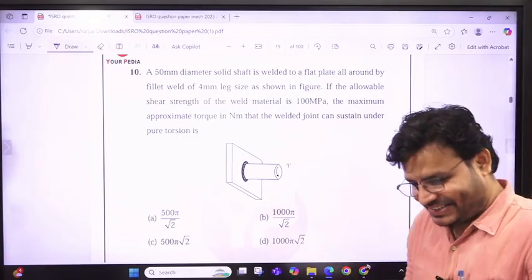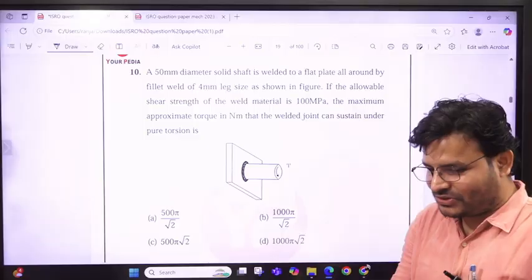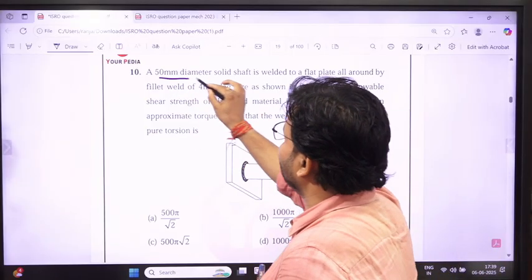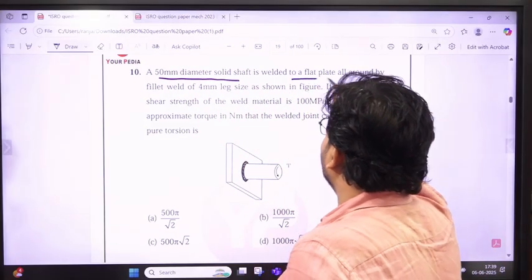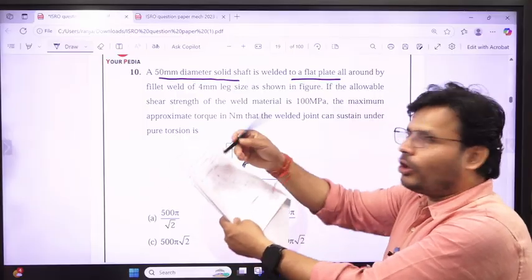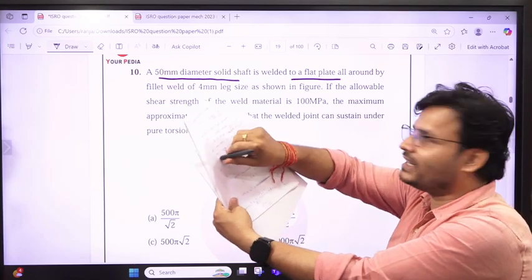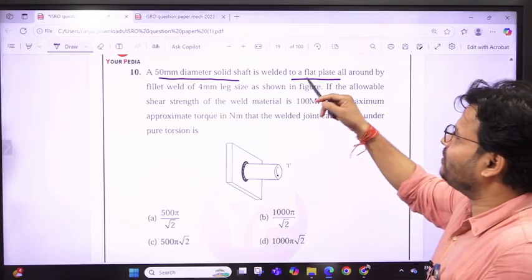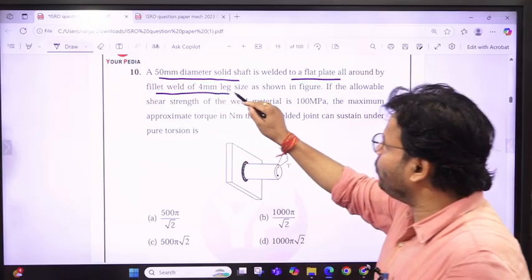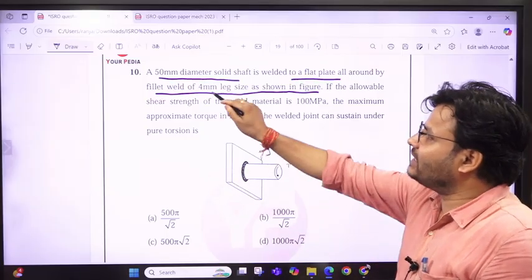Just start thinking, don't be trapped in the language of that question. A 50 mm diameter solid shaft is welded to a flat plate. This is the flat plate, my dear friends. Suppose that is a flat plate, and upon that you are going to weld that object, something like that. So a 50 mm diameter solid shaft is welded to a flat plate all around by a fillet weld of 4 mm leg size. This joint is a fillet joint, and the leg size is given as 4 mm.